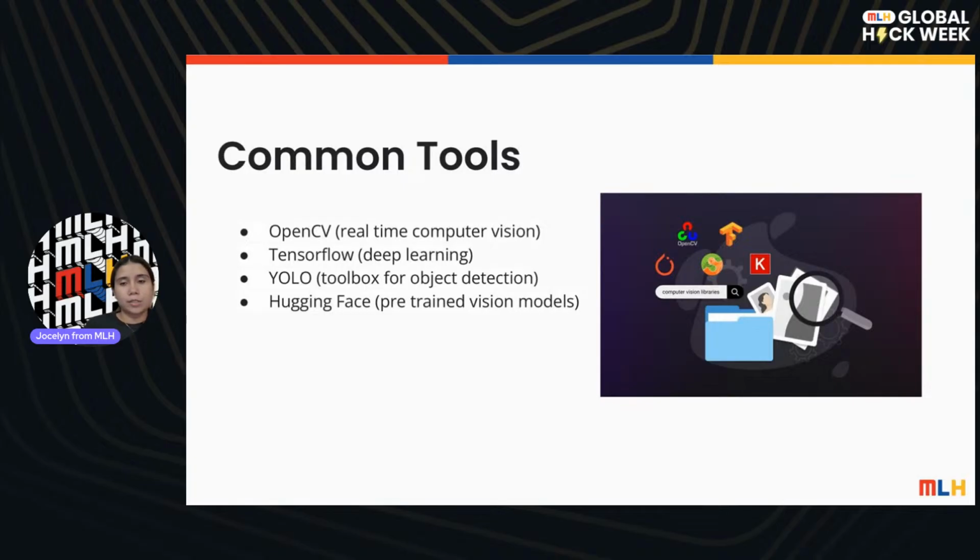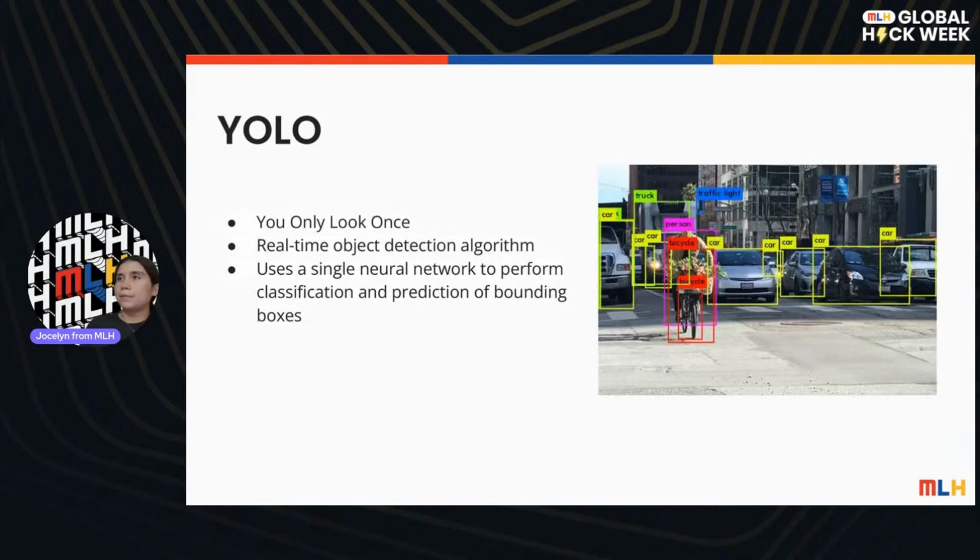That's just basically some of the common tools that we use. So now getting into YOLO specifically. The definition of YOLO: it's "You Only Look Once," and this is a real-time object detection algorithm. On the backend, the architecture of how it works, it uses a single neural network to perform the classification and prediction of the bounding boxes.